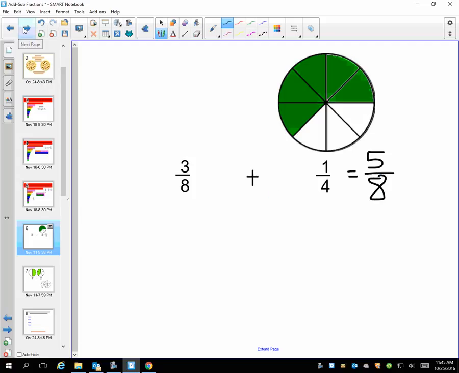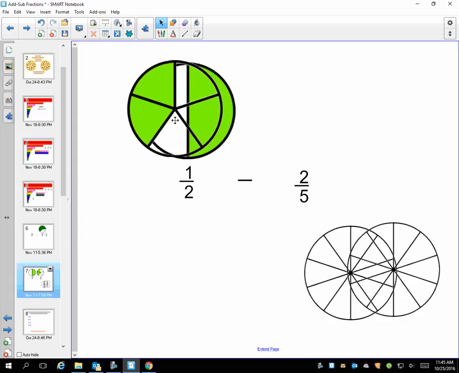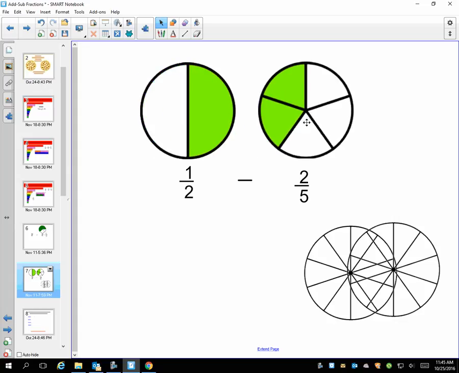Okay, take a look at another one. Here we're subtracting. I have 1/2 and I want to take away 2/5. So here's what I have, and I want to take away this much. Well, I can't, that's adding. I see how much is all together, so that's not really going to work. So I need to divide these pies the same way.